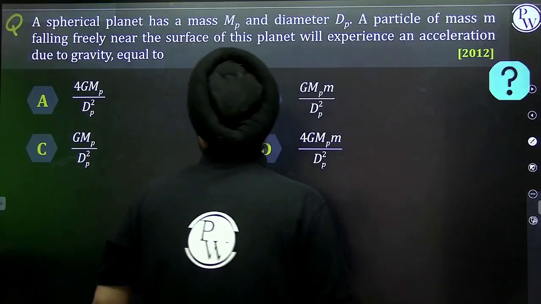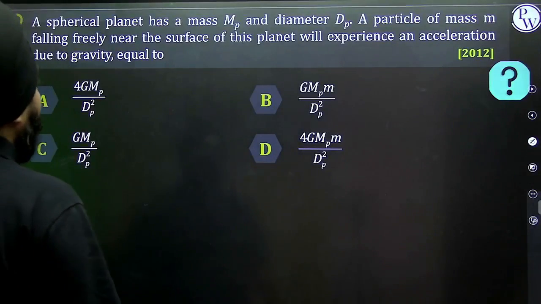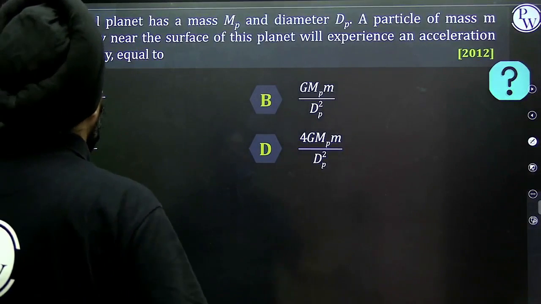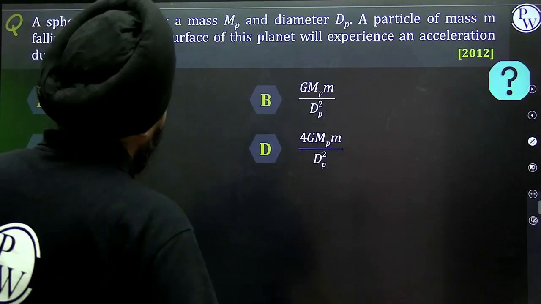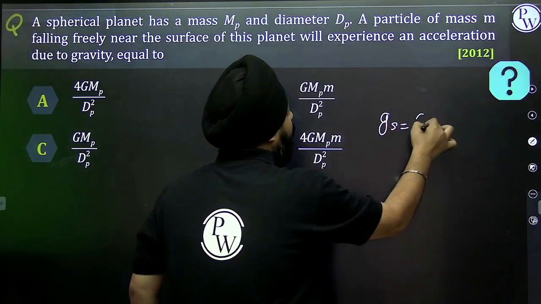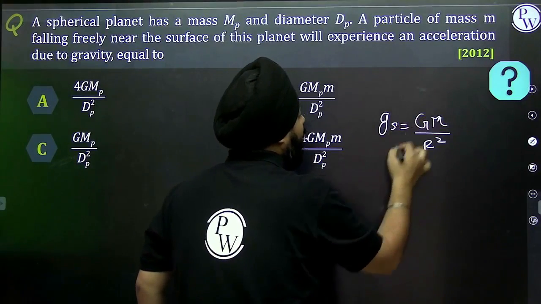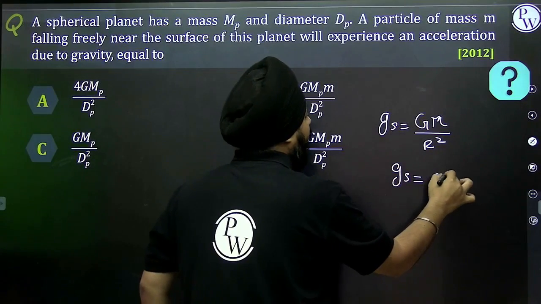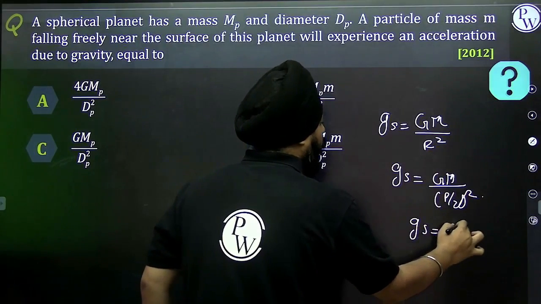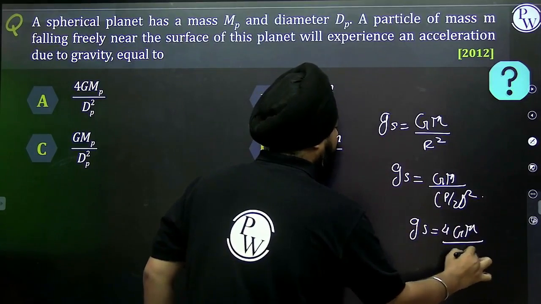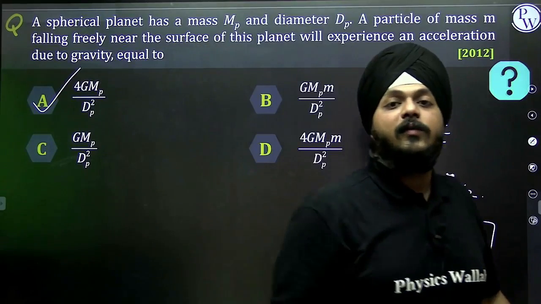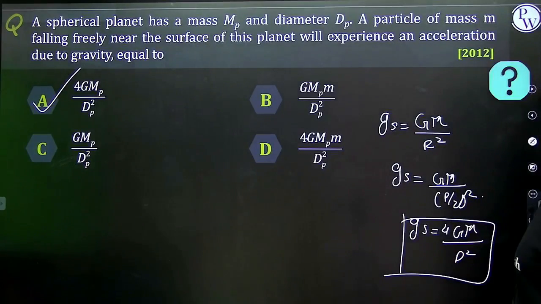Let's move on to the next sum. A spherical planet has mass M and diameter D. A particle of mass m falling freely near the surface will experience an acceleration due to gravity. This is r. It is GM divided by r square. So gravitational acceleration is GM divided by (D by 2) whole square, which is equal to 4GM divided by D square. This is the value of the gravitational acceleration. A is the perfect answer for this.